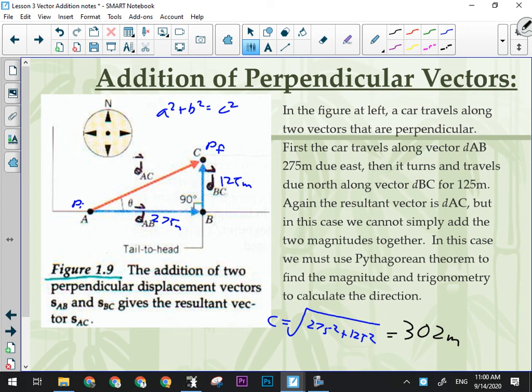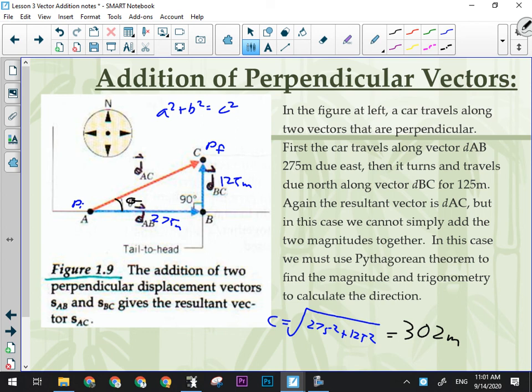What am I missing? I'm missing the direction. I can't just say northeast. That's not going to be specific enough. How can I find that angle? Yeah, I can use tan. I'll use trig to find it. I would use tan if it were me.